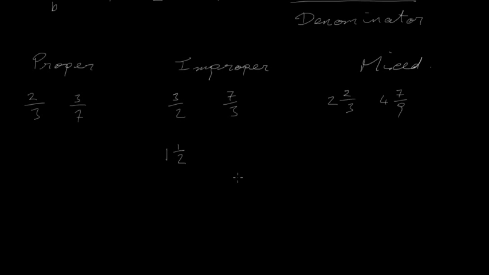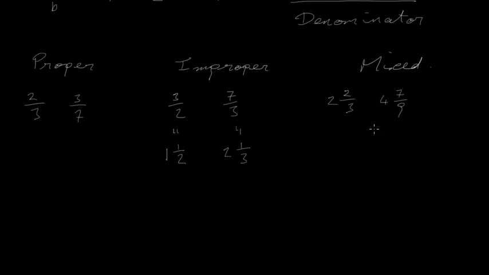If you divide 3 into 7, that goes in twice. So 2 3s will give you 6, and you've got 1 left over. So it's 1/3 left over. So these are equal. So 3 over 2 is 1 and 1/2. 7 over 3 is 2 and 1/3.